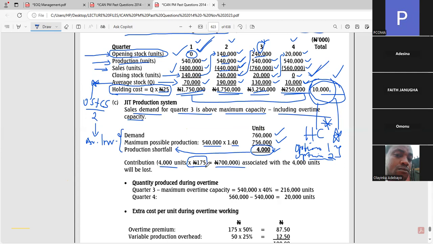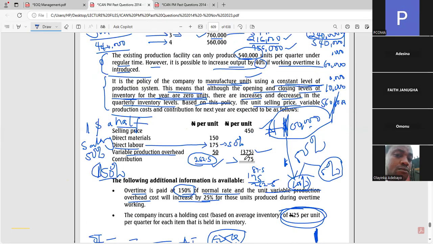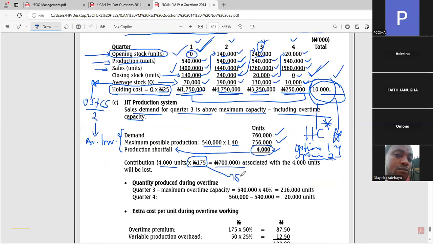I'm going to tell you how I got this 175. 75 is already in our question. Look at it here, this contribution of 75. We are going to lose 75 because as we produce that 4,000, we will get a contribution of 75. So that is the 75. Then the other 100, I'm going to tell you where we got the 100 from now.